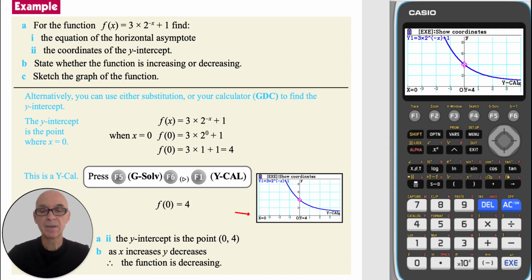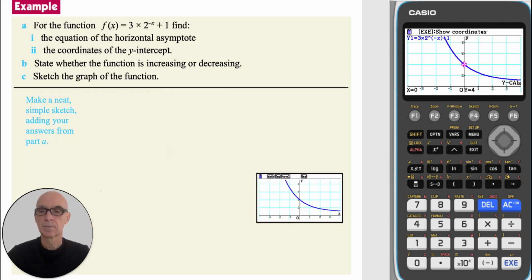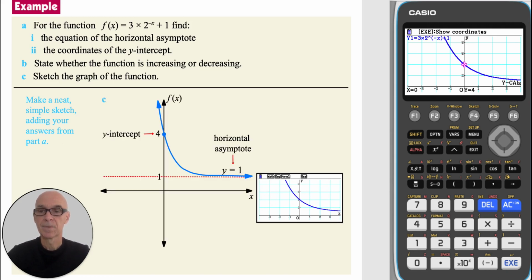In part B, as x increases, y decreases, so the function is decreasing. Finally, in part C, make a neat sketch of the graph, add in the y-intercept and the horizontal asymptote.